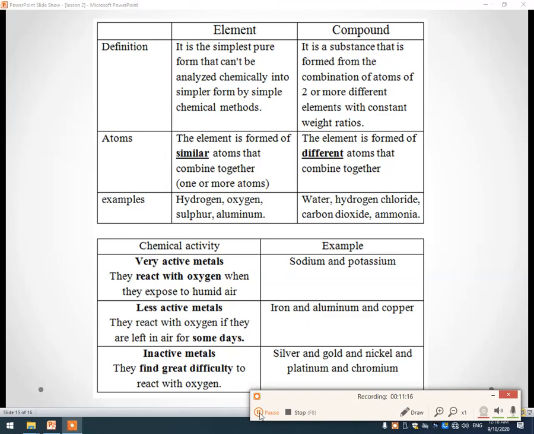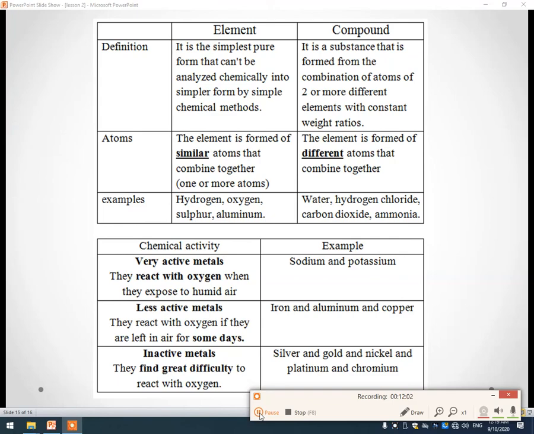Let's begin with the element. The element is the simplest pure form that can't be analyzed chemically into a simpler form by simple chemical methods. The compound is a substance that is formed from the combination of atoms of 2 or more different elements with a constant weight ratio. Atoms: the element is formed of similar atoms that combine together, 1 atom or more. The compound is formed of different atoms that combine together. Examples of elements: hydrogen, oxygen, sulfur, aluminum. Examples of compounds: water, hydrogen chloride, carbon dioxide, and ammonia.